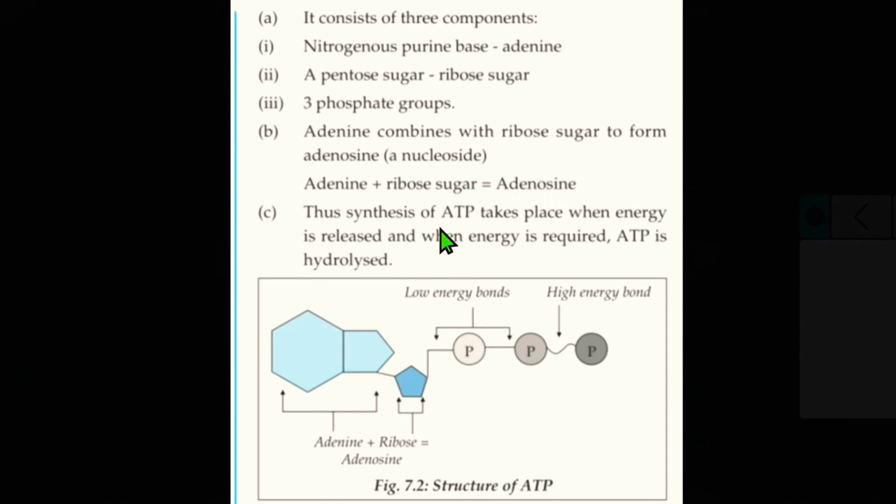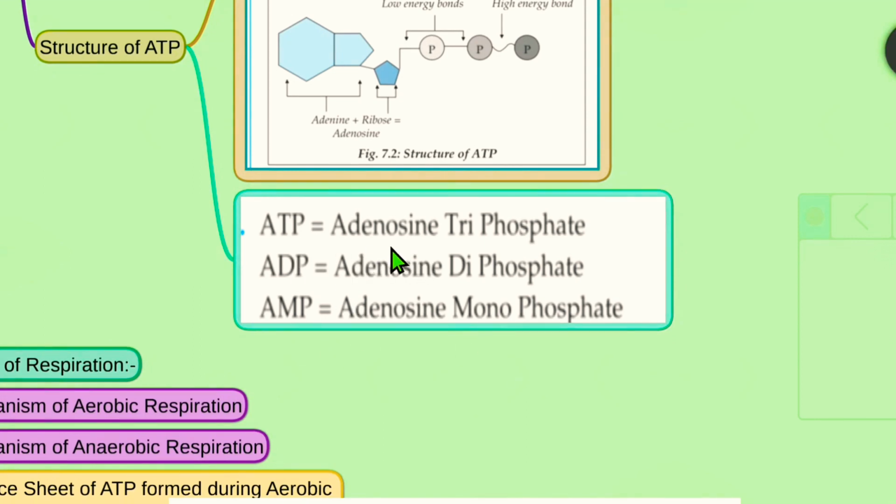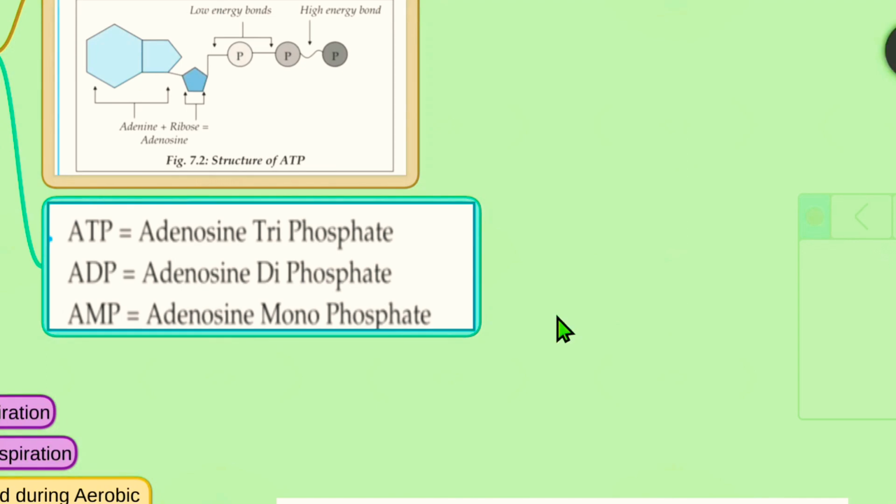Thus synthesis of ATP takes place when energy is released, and when energy is required, ATP is hydrolyzed. This is the high energy bond. The last bond is a high energy bond. These are the low energy bonds. This is the adenine part plus this is ribose, and combined it is called adenosine. These are the 3 phosphate bonds. ATP means adenosine triphosphate, ADP means adenosine diphosphate, AMP means adenosine monophosphate. For studying these 3, let's see here.